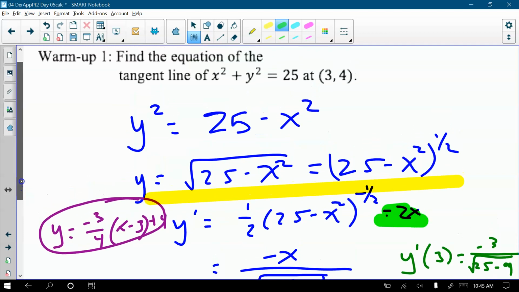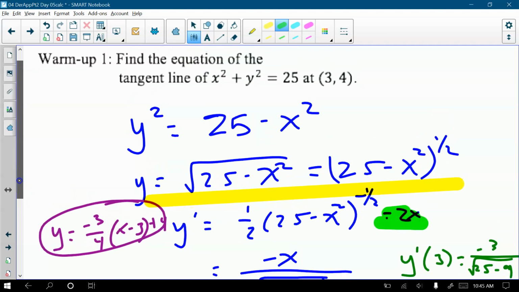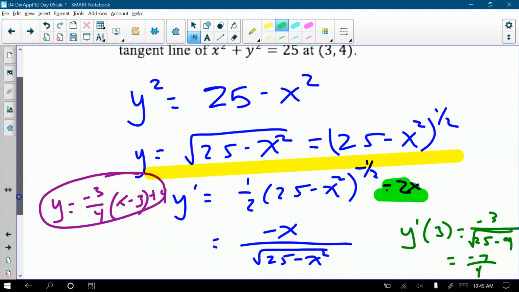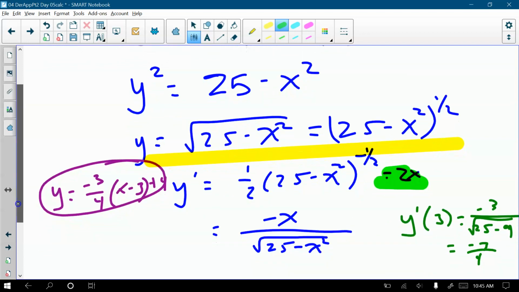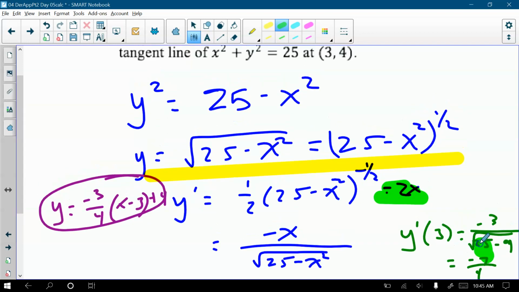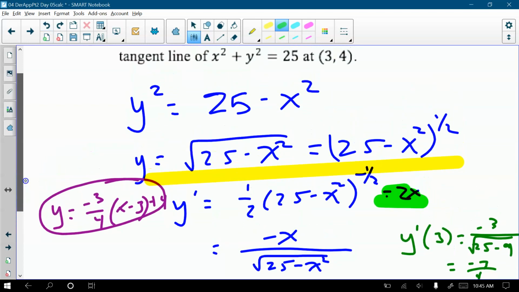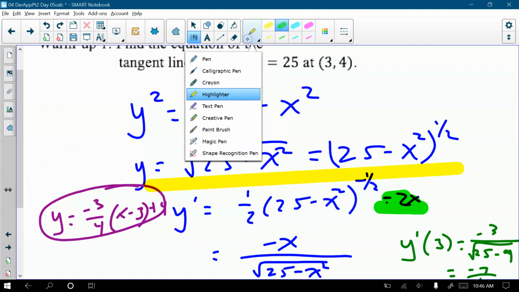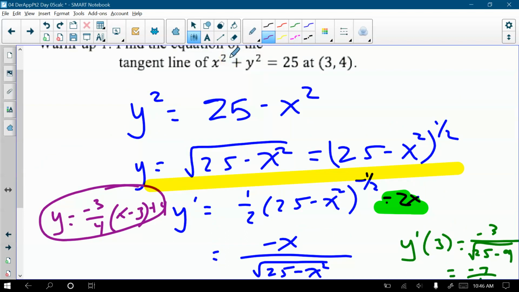Because the question is asking for the equation of the tangent line, we can actually just plug in x equals 3. And when x equals 3, we find our slope is negative 3 over 4. And I hope that all that work is correct. We have negative 3 over 4 for the slope. So to write the equation of the tangent line, we have y tan is equal to negative 3/4 times (x minus 3) plus 4. And that should be your answer.